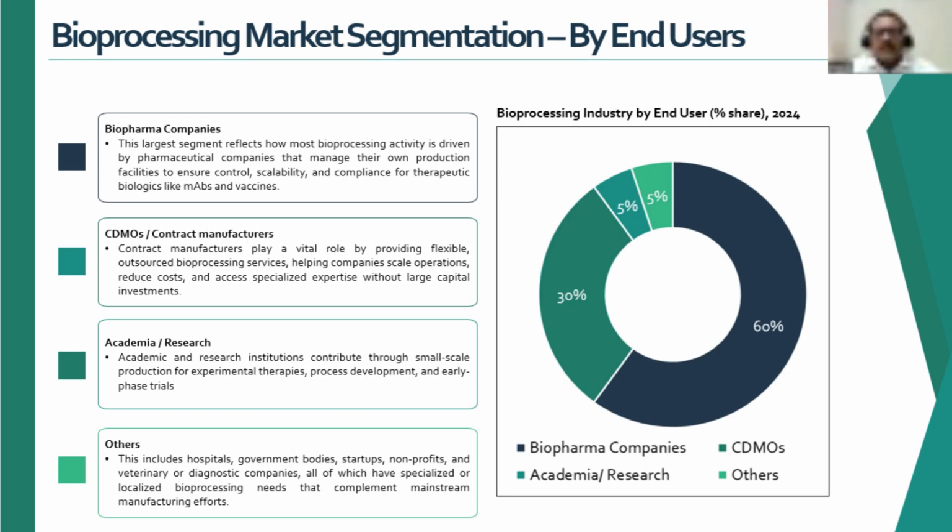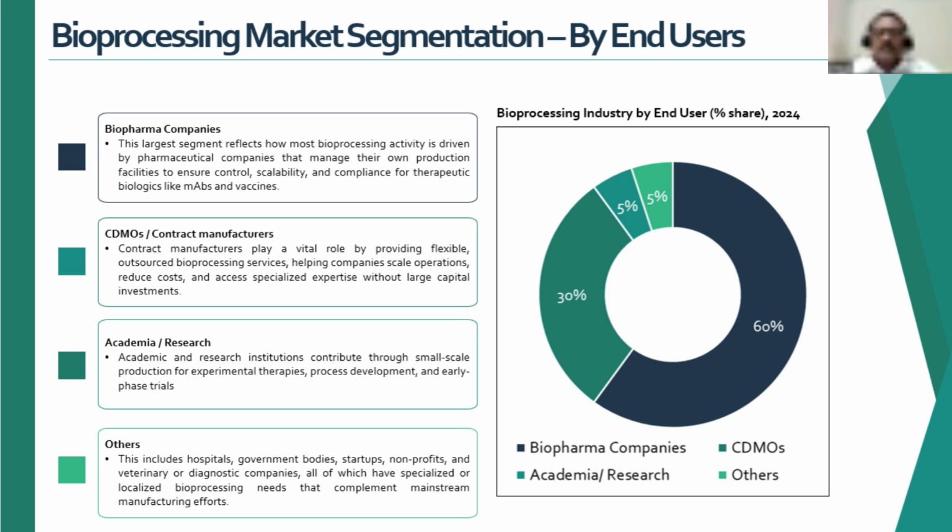In terms of the market, when we segment by end users, biopharma companies still hold most of the in-house production facilities. They produce all the biologics, mAbs, and vaccines themselves, and they constitute around 60% of the market, whereas CDMOs constitute around 30%. Major CDMOs have been supporting biopharma companies in producing these biologicals, and they are increasing their manufacturing capacities with respect to biologicals or biosimilars.